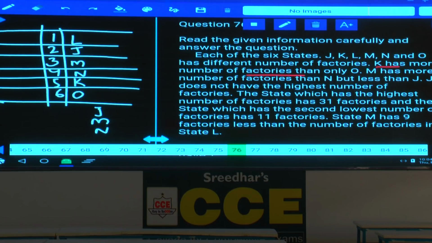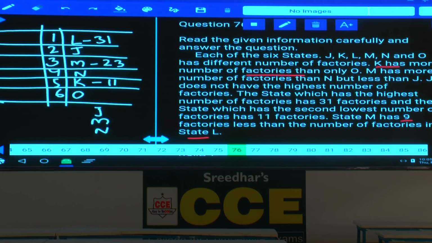And which state is left over? L. And the state which has the highest number of factories has 31, that is L is 31. And the state which has the second lowest number of factories is 11. Now K is 11. State M has 9 factories lesser than L. L is 31 minus 11. 31 minus 11 is how much? 23. Hence 31 minus 9, that is 23.